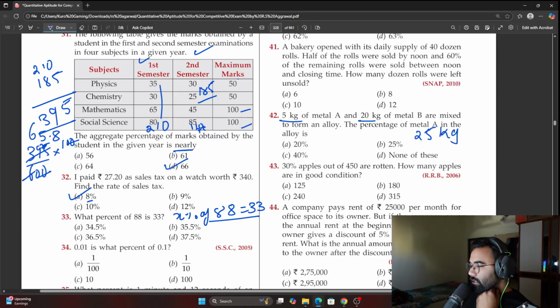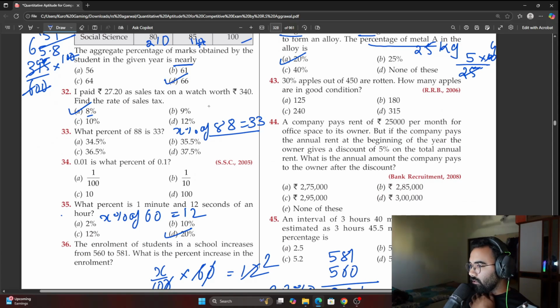We'll use that same formula, part upon whole into 100. So percentage of metal A in alloy is, how much is metal A? That is 5 kg. 5 upon 25 into 100. 25 4s are, 4 5s are 20. The answer is 20. Simple. All right.